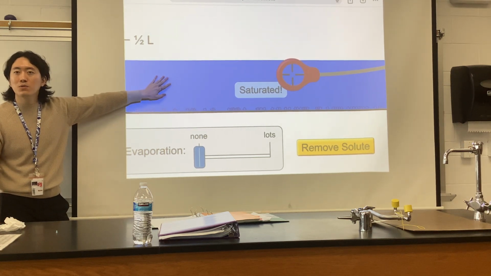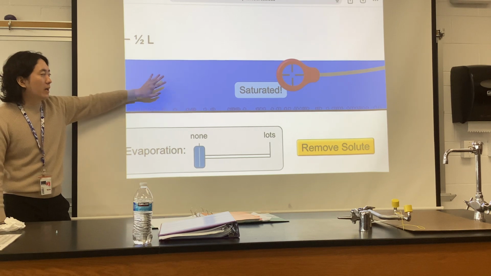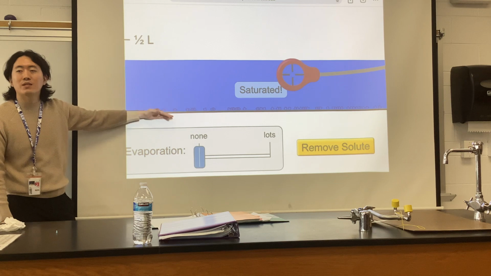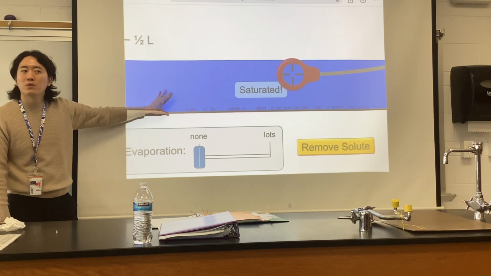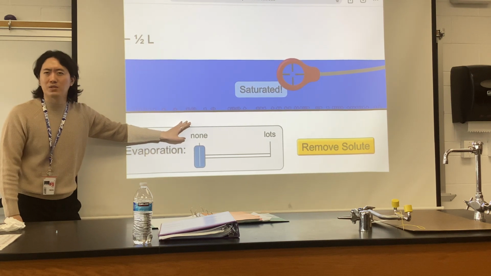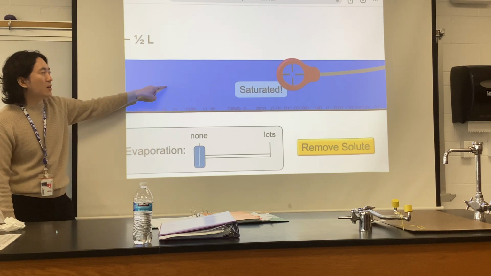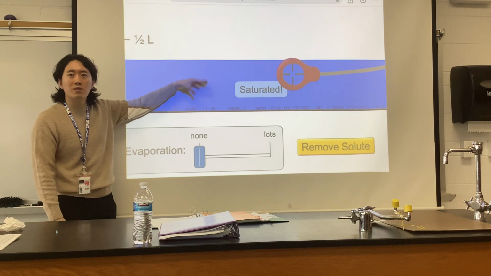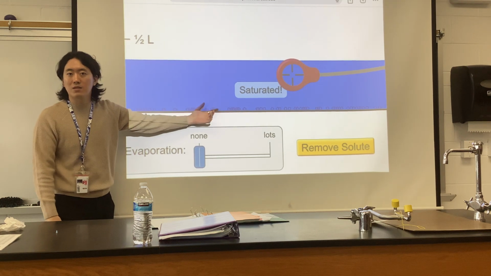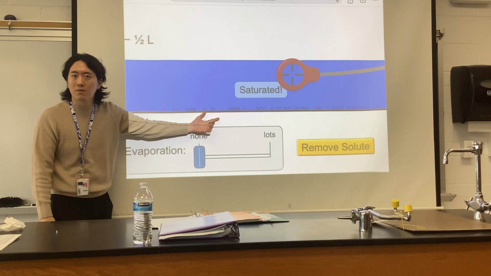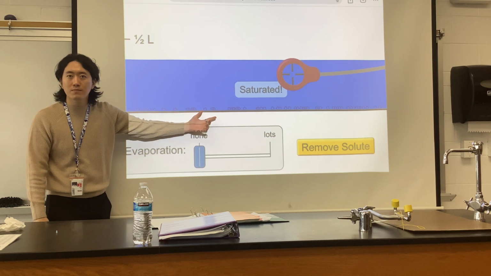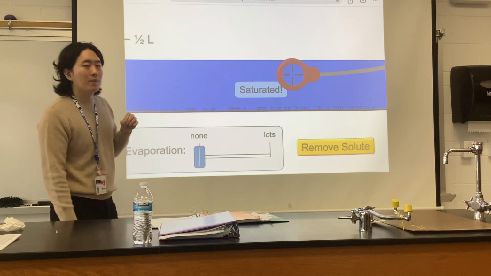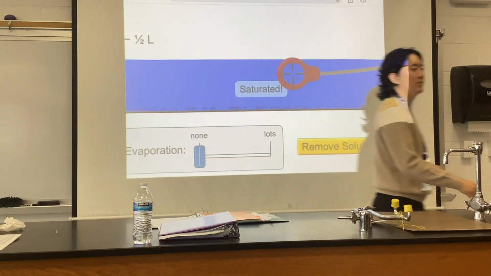Likewise, to our solutions example here, the water has exceeded the amount of salt that it can dissolve. Does that make sense? So from here onwards, I can continue to add more salt. Is that going to dissolve or is it not going to dissolve? It's not going to dissolve. Okay? All right, let's continue.